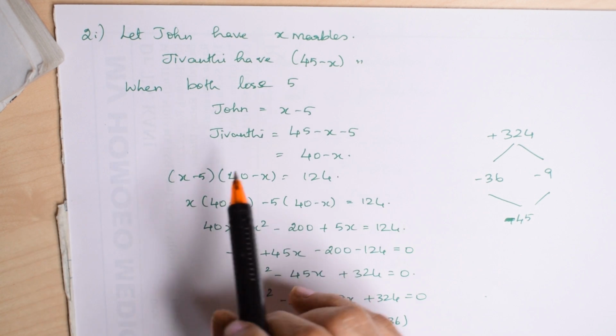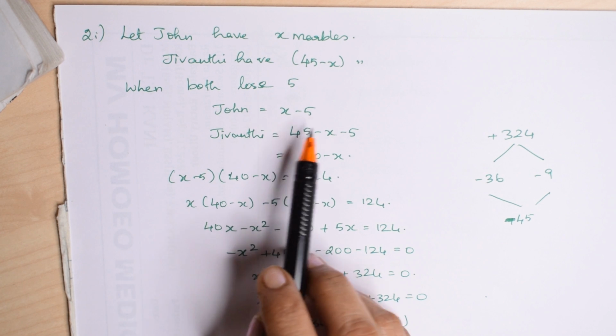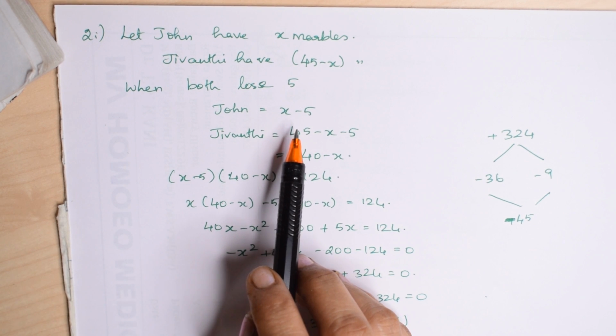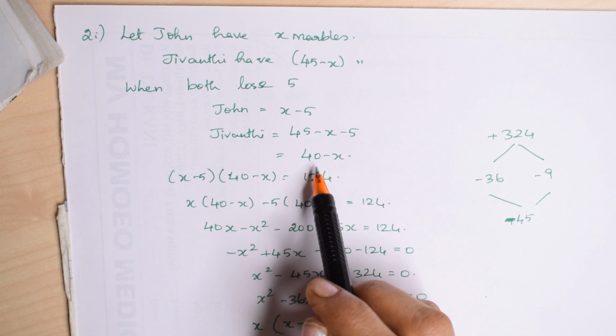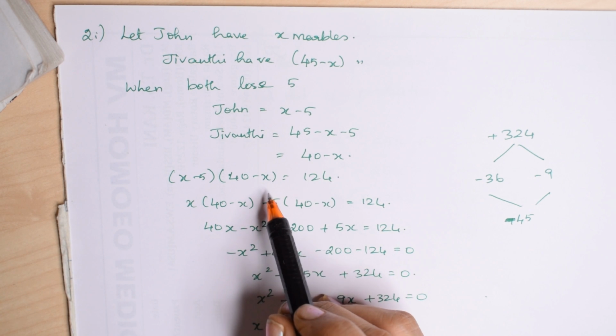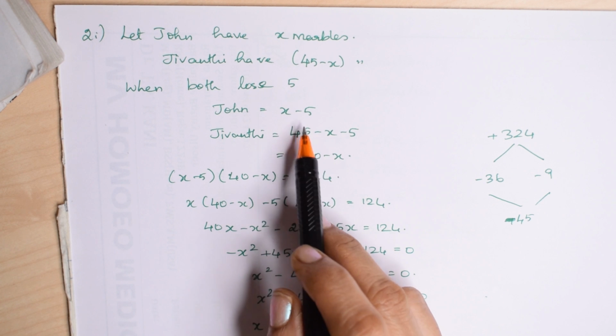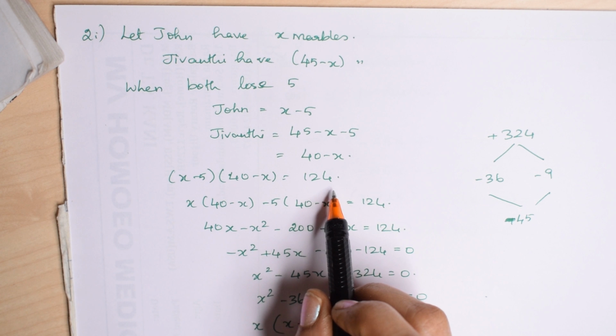Now both lost 5 marbles each. John lost 5 marbles, so the number of marbles he has now is x minus 5. Jivanti also lost 5 marbles, so the number she has now is 40 minus x. The product of the numbers is 124. When I multiply x minus 5 and 40 minus x, the product becomes 124.